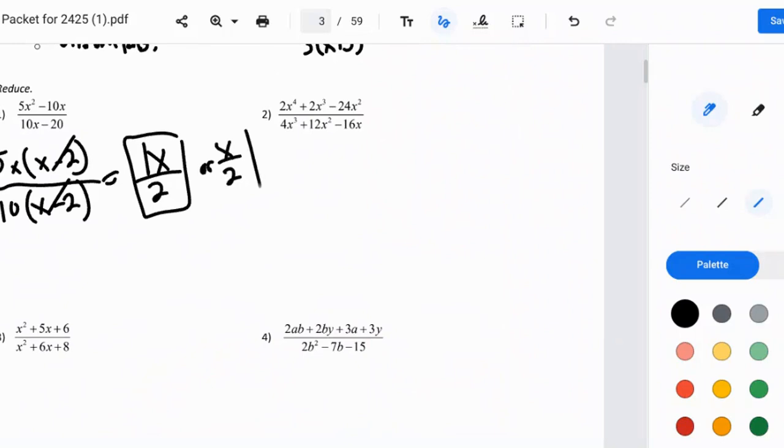Some people will ask, do you have to write the 1? No, you don't. I'd accept it as just x over 2 as well. Either way, it's good.